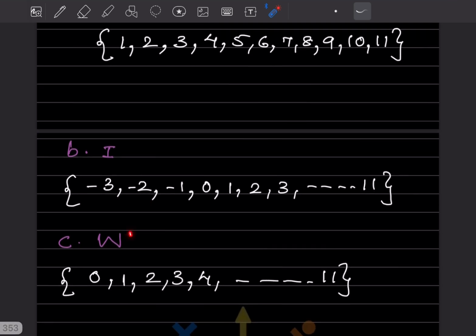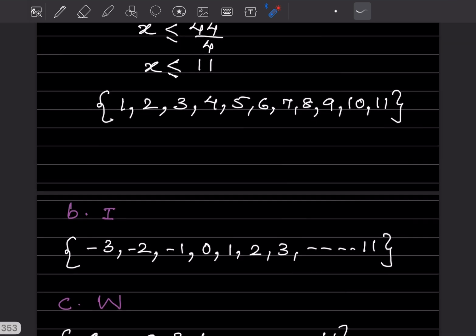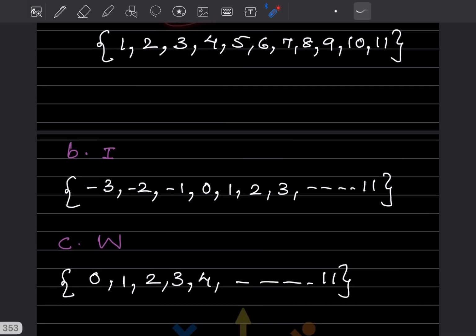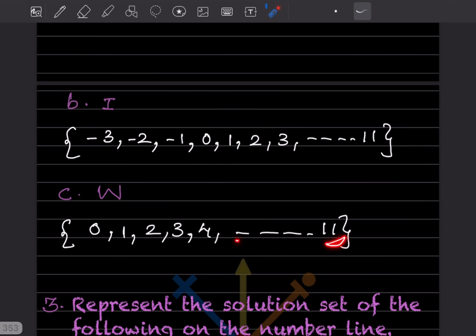Now here the whole numbers means it starts with 0 and this is equal to 11. So there should be 11 over here. And in the middle, you need not write all the numbers. This shows that it contains all the numbers 5, 6 and so on up to 10. So this is the answer.